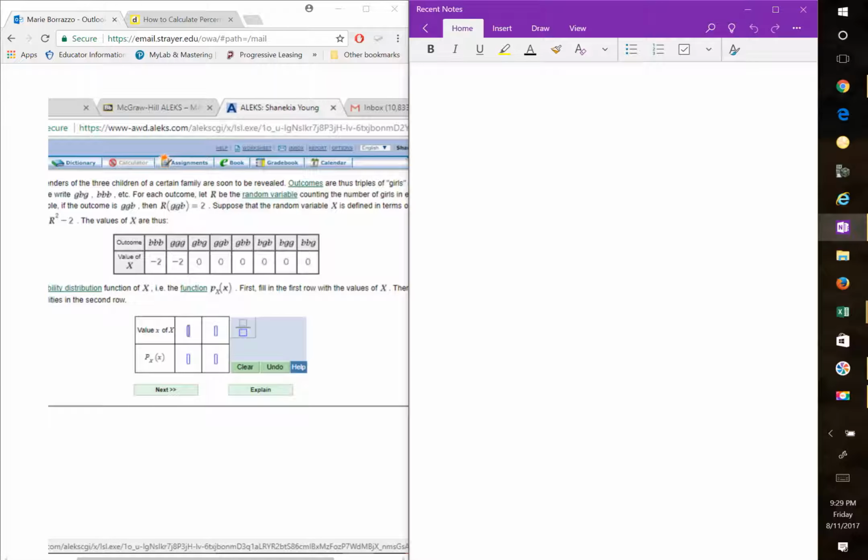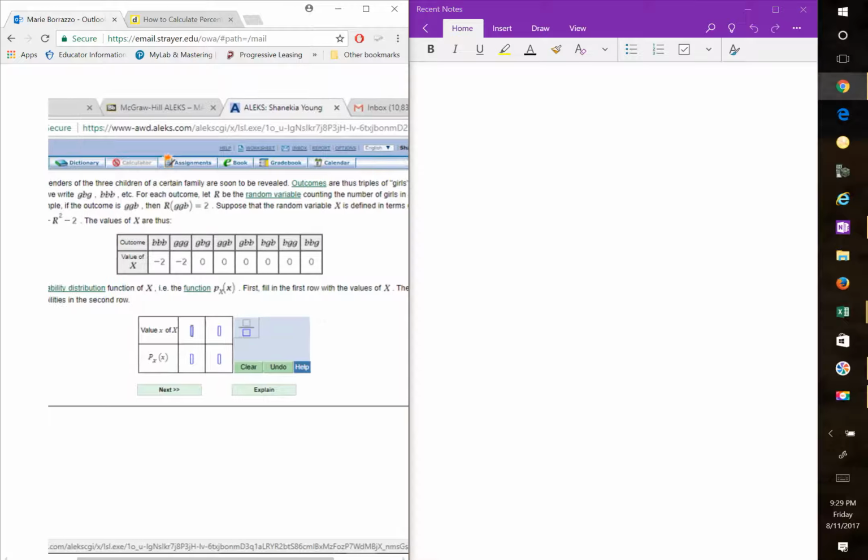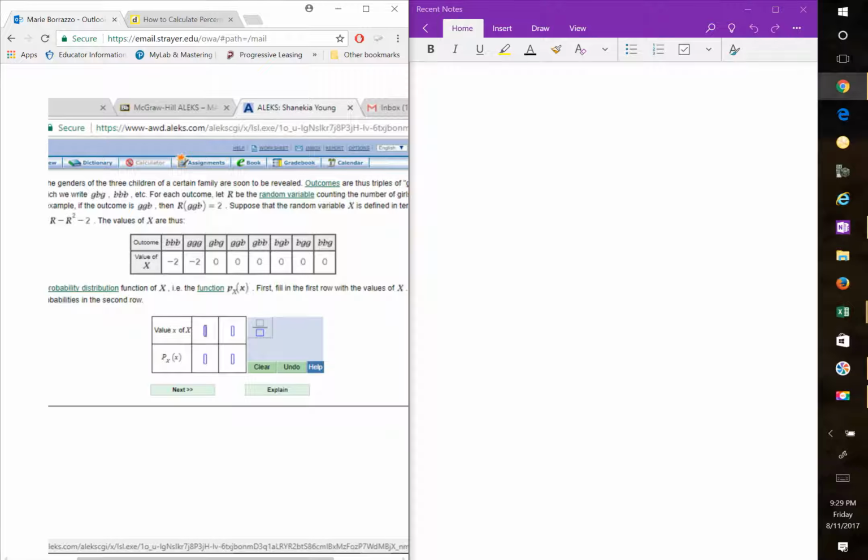Okay, in this question, and all of you are going to see this question, basically they're giving you the chances that a family of 3 children are going to have these different combinations. And if you count them up, you'll notice you have 8 total combinations, and it seems to be you have 2 negative 2's and then 1, 2, 3, 4, 5, 6 zeros. So indicating that there's 0 probability that would happen.